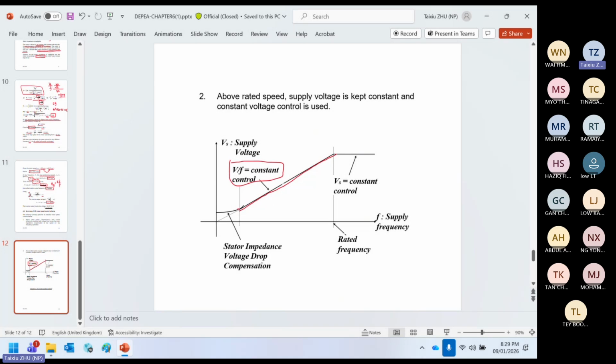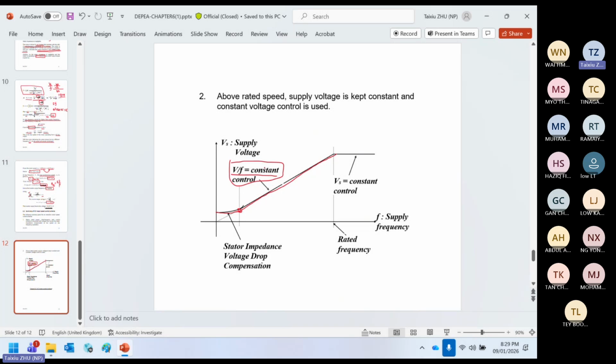But when the voltage is too low, we do not follow the V over F equal to constant control. We change it. You know why? Because when the frequency is too low, if you also reduce the voltage to a very low value, then you will lose it because of the voltage drop in the stator. Then you cannot get the current in the rotor. That's why you cannot get the magnetization current. That's why we change it to constant voltage.